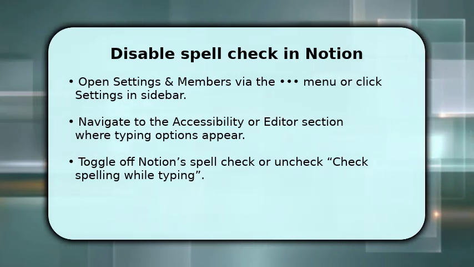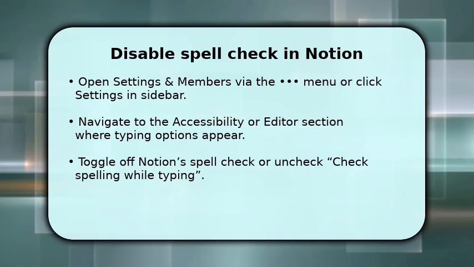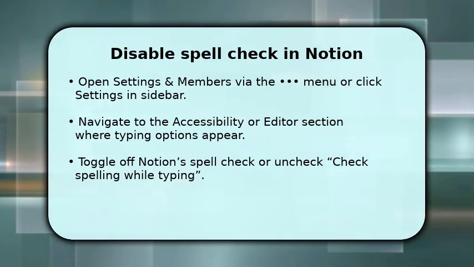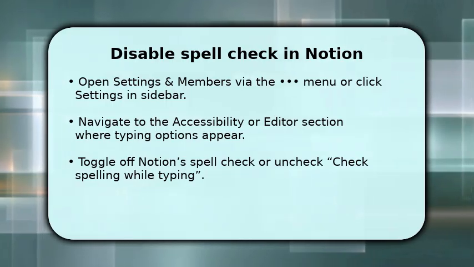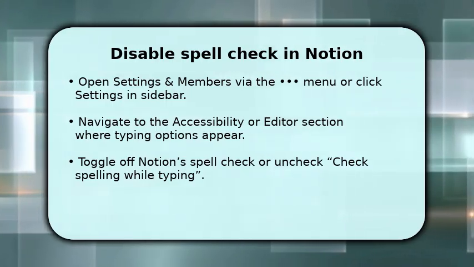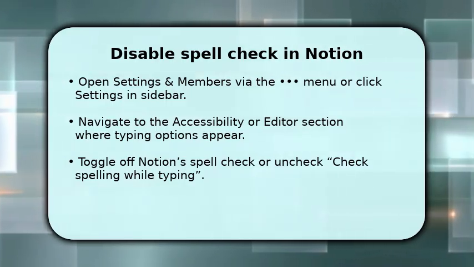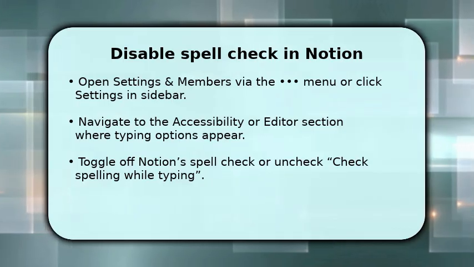Click Settings and Members from the sidebar or the menu, then go to the Editor or Accessibility section. Look for options labeled Check Spelling, Spell Check, or Suggestions while typing. Toggle that setting off. This stops Notion from underlining words and offering corrections.